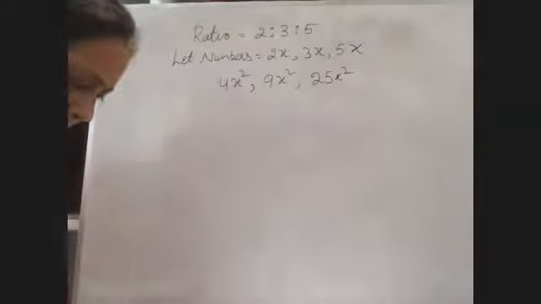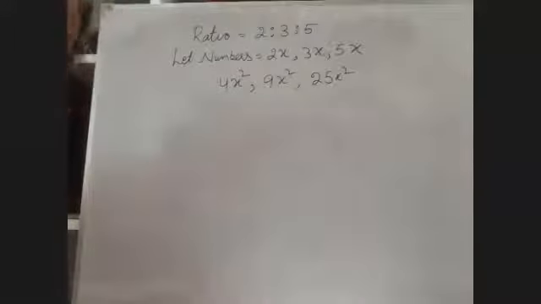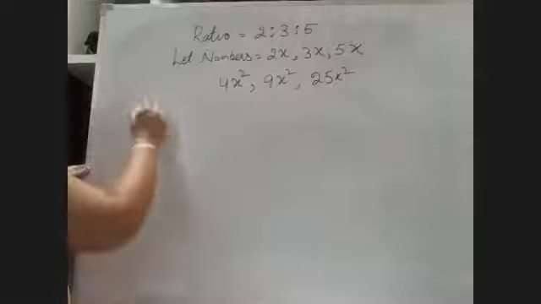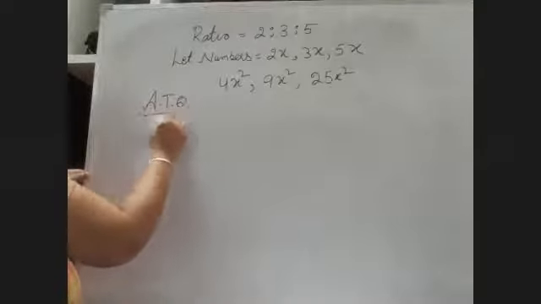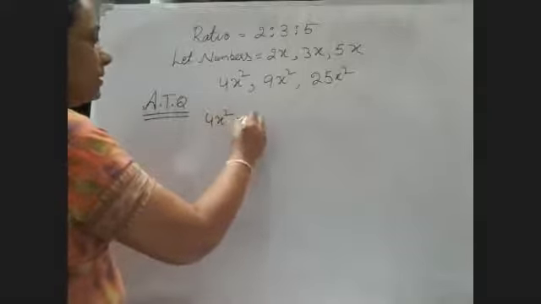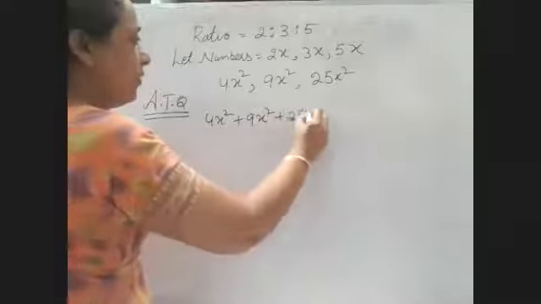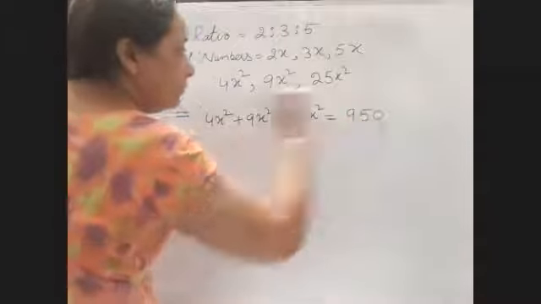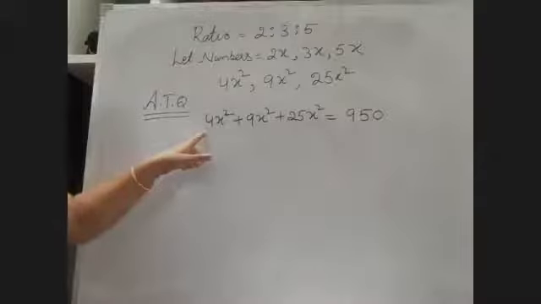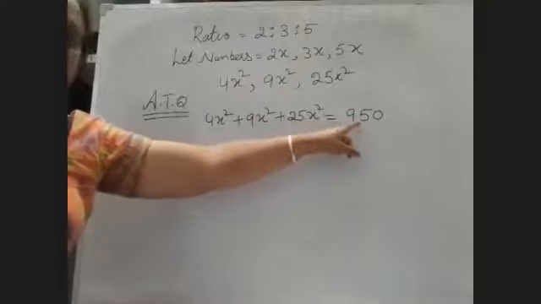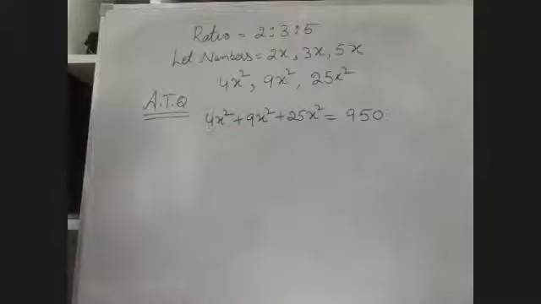Because your statement is that the sum of whose squares is 950, the squares are 4x squared, 9x squared, and 25x squared. Now find the sum. According to your question, 4x squared plus 9x squared plus 25x squared is equal to 950. Now, friends, add all these numbers.